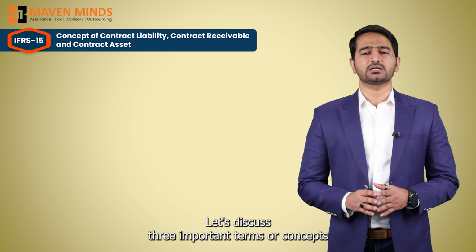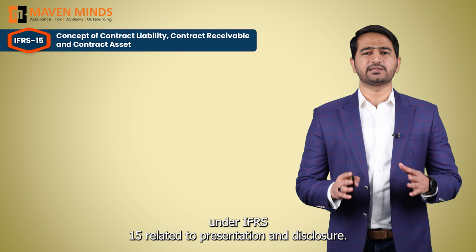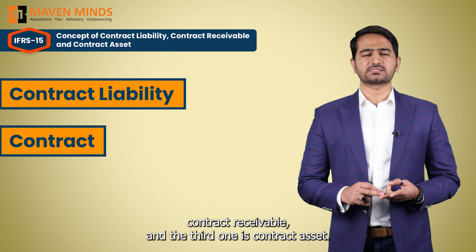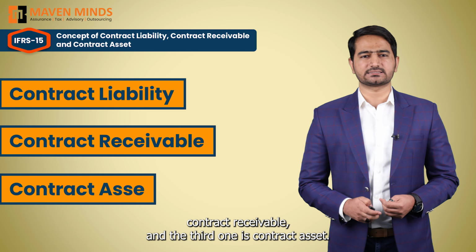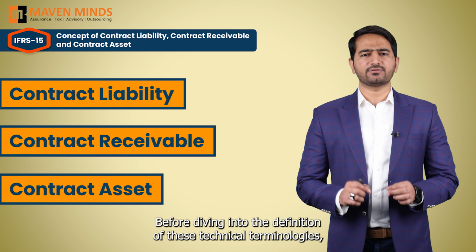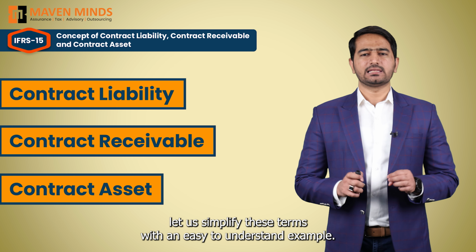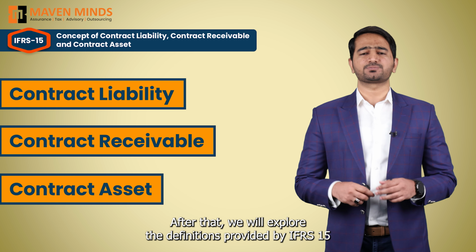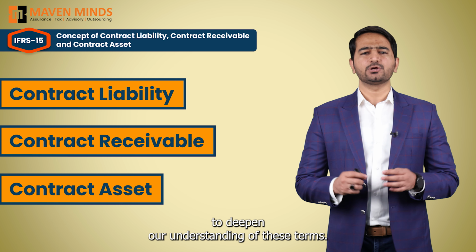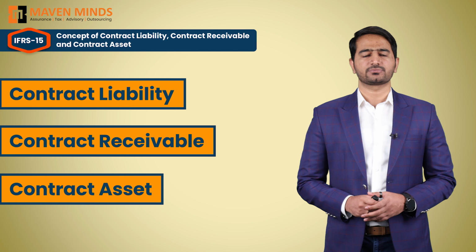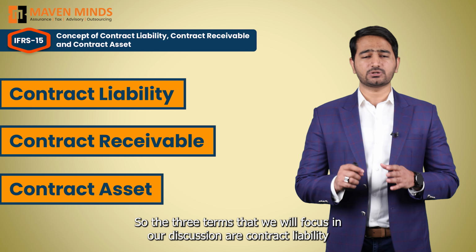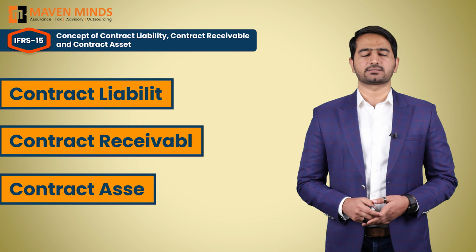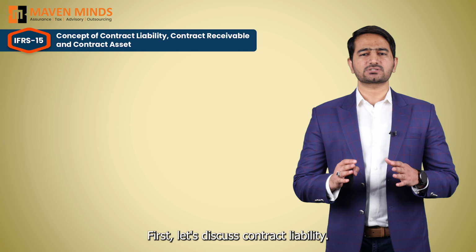Let's discuss 3 important terms or concepts under IFRS 15 related to presentation and disclosure. One is contract liability, second is contract receivable, and the third one is contract asset. Before diving into the definition of these technical terminologies, let's simplify these terms with an easy to understand example. After that, we will explore the definitions provided by IFRS 15 to deepen our understanding of these terms. So the 3 terms that we will focus on in our today's discussion are contract liability, contract receivable, and contract asset. First, let's discuss contract liability.